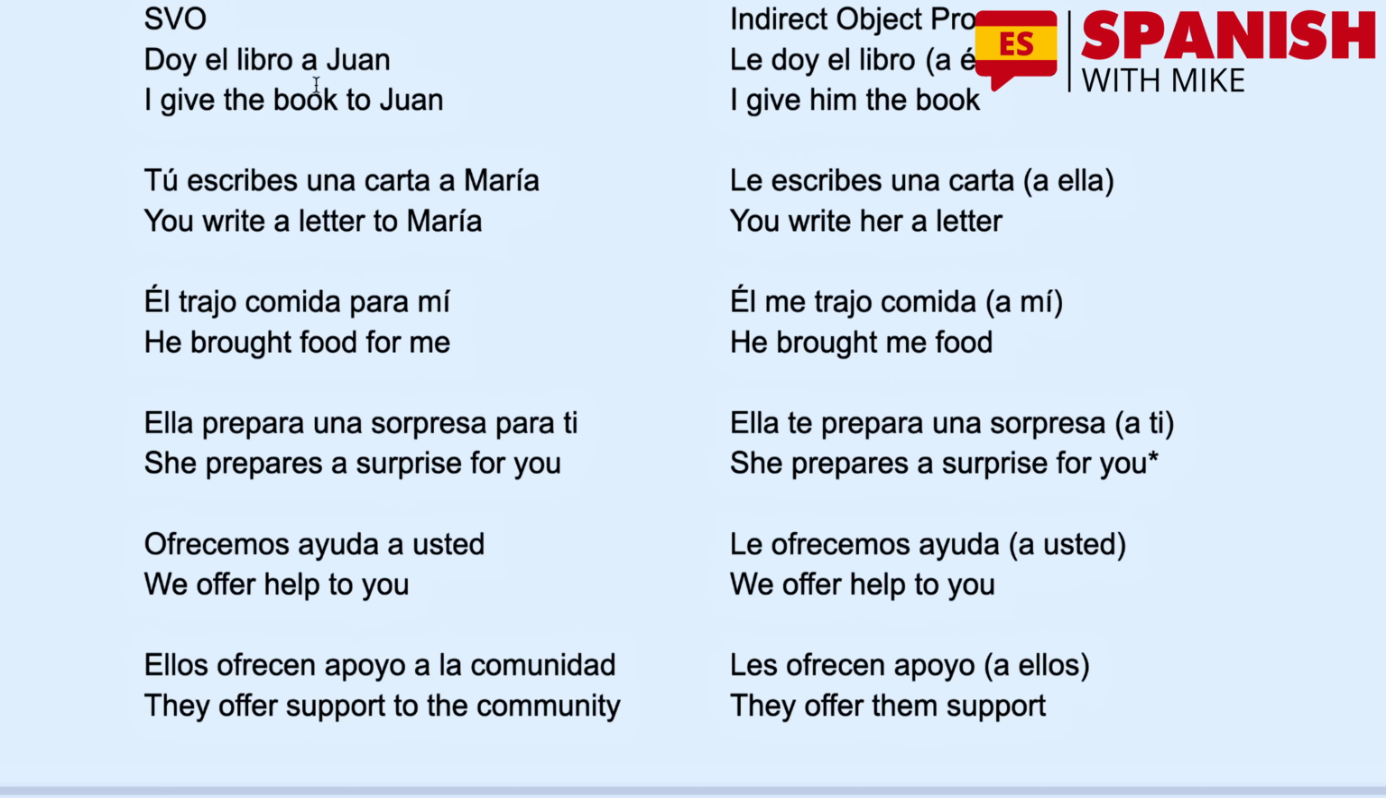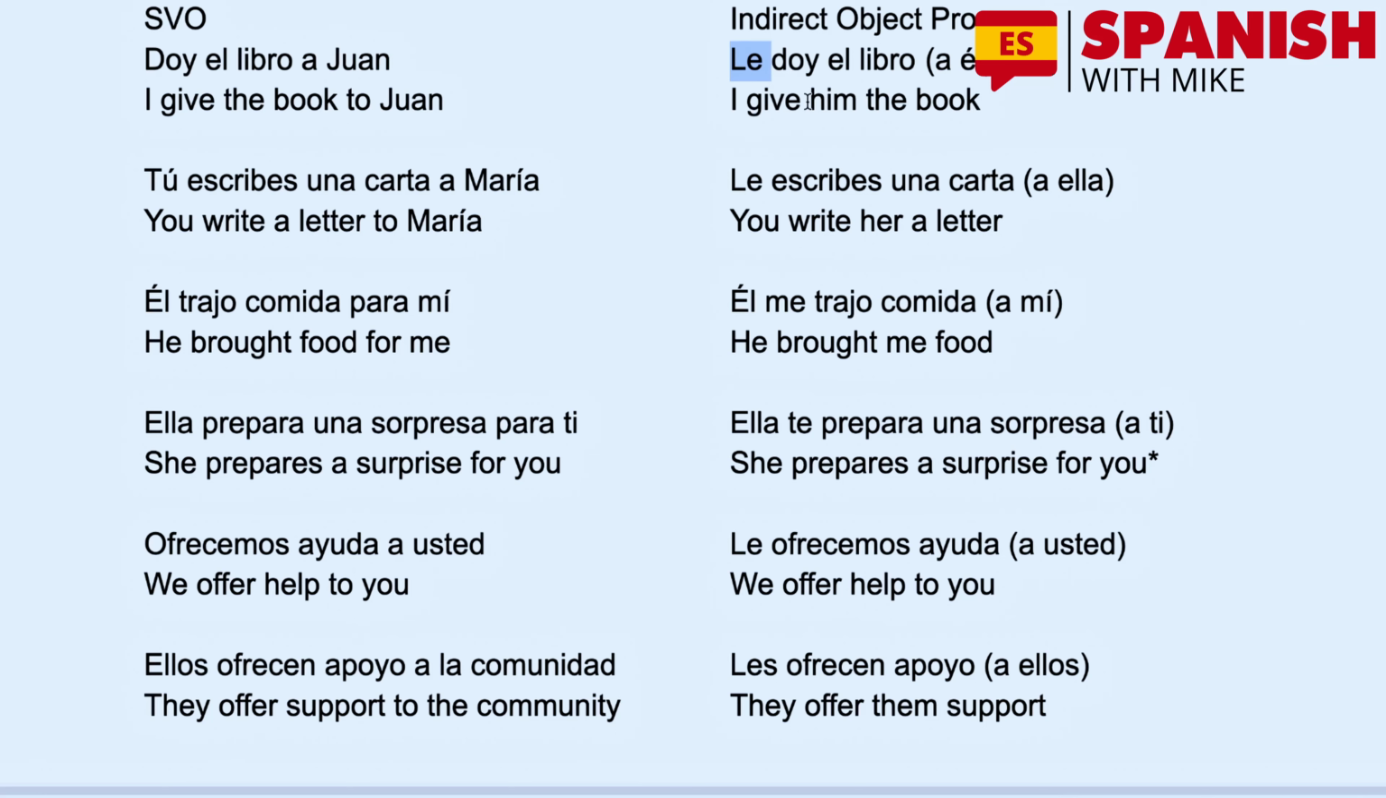Subject, verb, object. But I can say "le doy el libro." This "le" is the indirect object pronoun. It goes before the verb. The object in this sentence would be "el libro," right? Because this is where the action falls. But it also falls to an indirect object, which is Juan. And I change Juan for "le." I gave him the book. I give him the book.